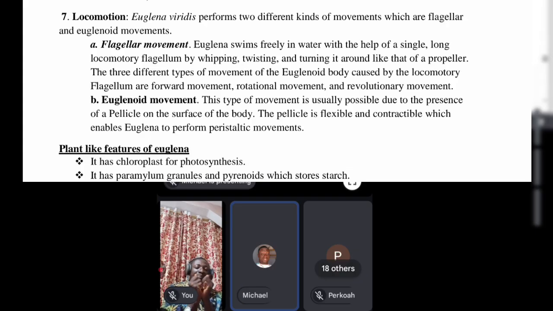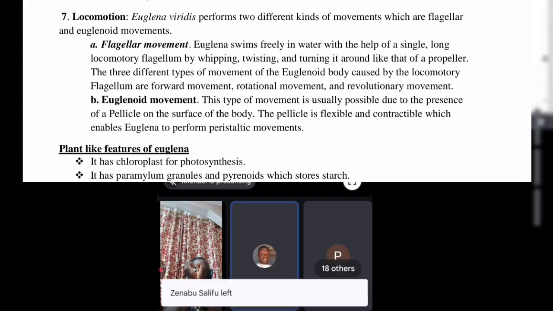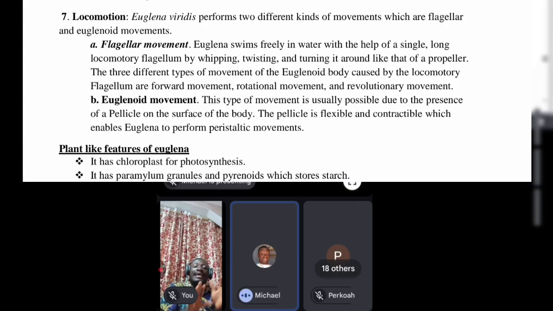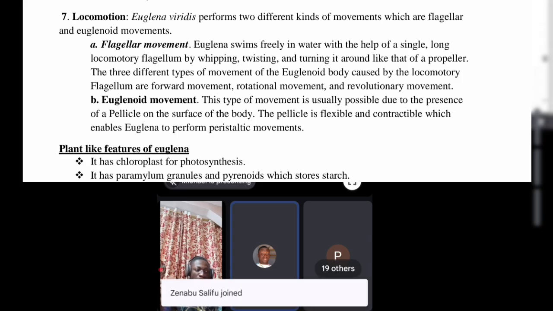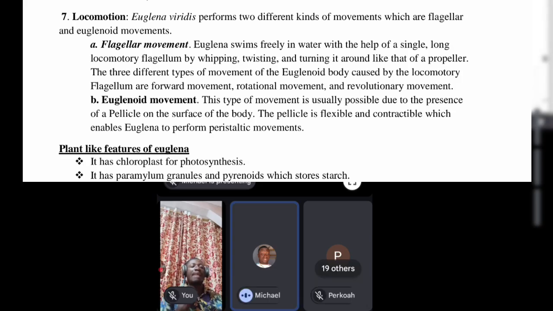So when the pellicle contracts and relaxes slowly, it's like an earthworm moving. You see, it contracts its cell membrane, the covering around its body. It tries to compress it, then it will release it. So it contracts, expands, then it's able to move or wiggle around. So that is how the Euglena movement looks like. So usually it depends on the pellicle on the surface. When the pellicle is flexible and contractible, it can expand and contract, which enables it to perform a peristaltic movement.